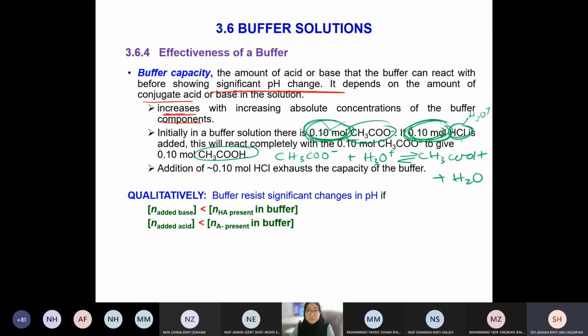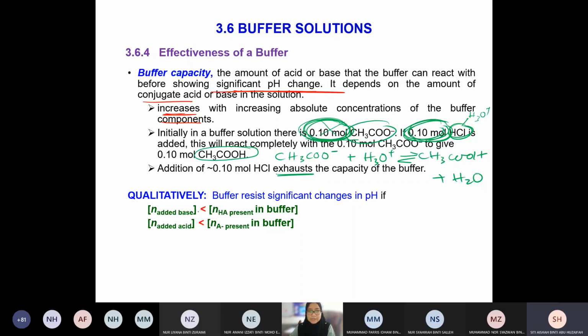So agak-agak lepas tu nak masukkan lagi, buffer tu boleh tahan tak? Tak boleh, dah habis lah. Okay, there's no conjugate base available in the buffer because all has been exhausted. See, addition of 0.1 mole HCl exhausts the capacity of the buffer. Habis. Next, kalau you add in lagi HCl, the pH will definitely go down drastically. Sebab dah tak ada base nak neutralize the acid added. Okay, sebab dia dah pakai all the capacity of the base. Okay, alright.